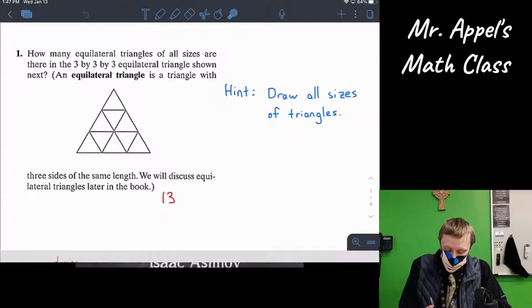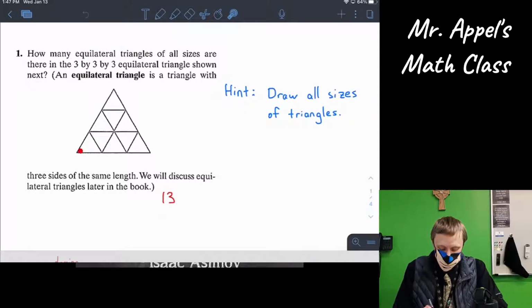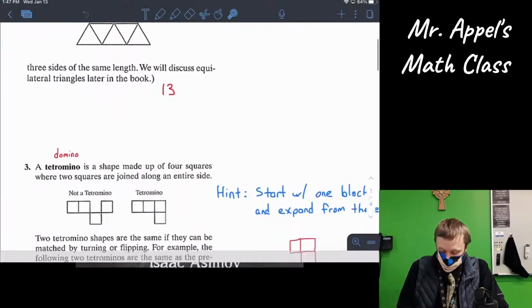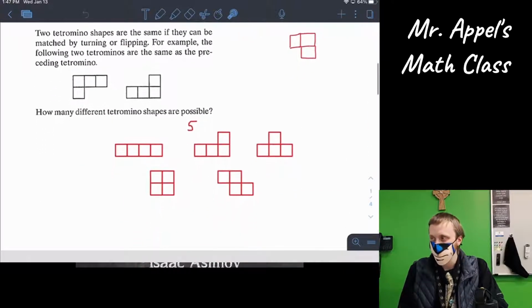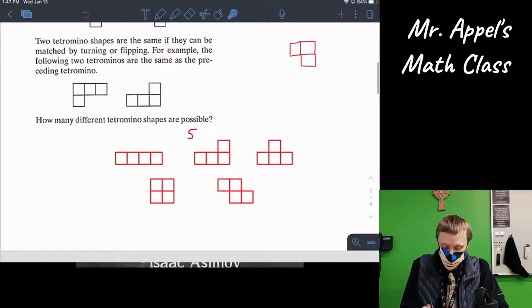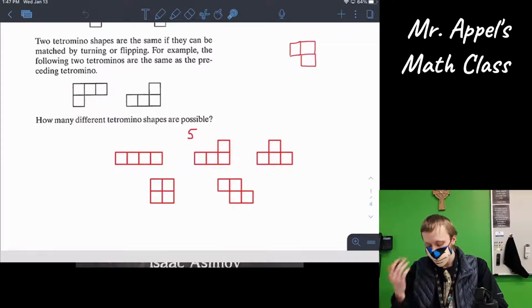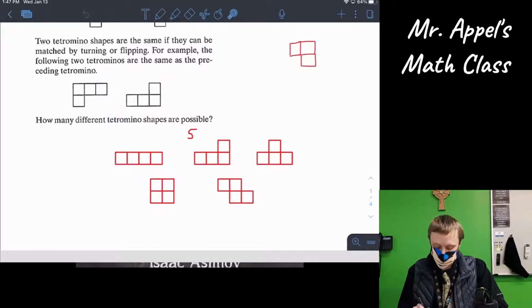So number 1, how many equilateral triangles in this 3 by 3 by 3? There are a total of 13 of all sizes. Big, medium, and small. Don't forget the ones that are upside down. Next up, we have the Tetromino question. How many possible unique Tetrominos are there? Well, if you are at all experienced with Tetris, you'll be able to name them all, except Tetris includes some reflections, right? They said they don't count if you flip them over to get something new. So the L and the J from Tetris are the same piece, and the S and the Z from Tetris are the same piece. So that really only gives us 5 totally unique options here.